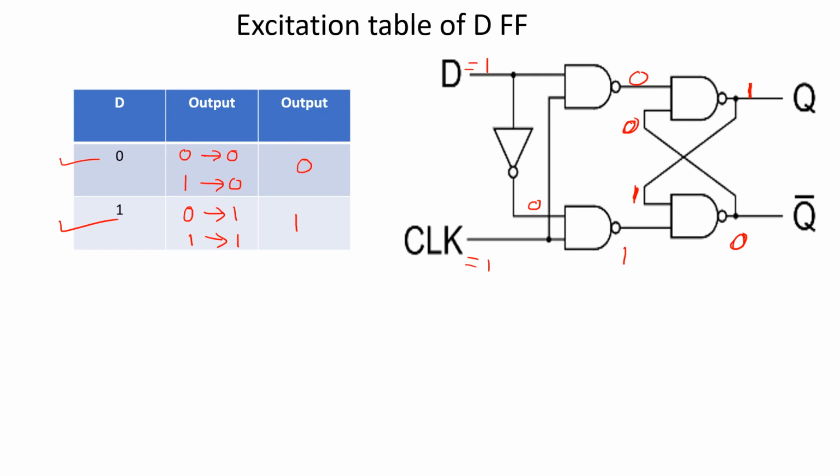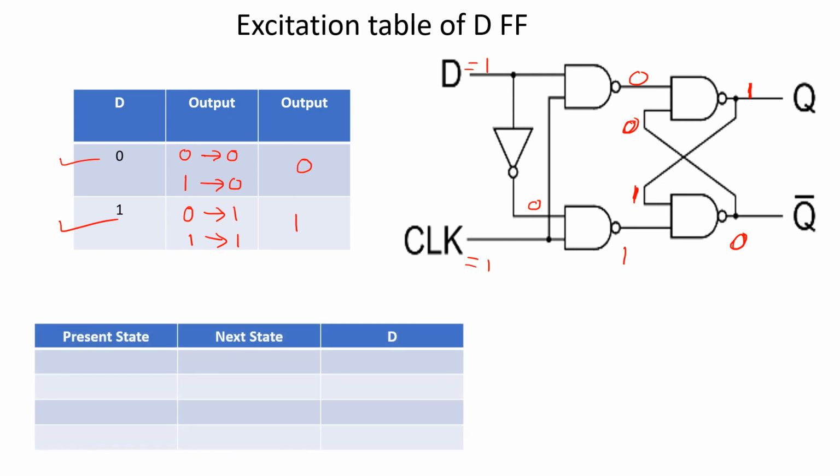Now from this truth table we can go for excitation table of the D flip-flop. Now in this case, see, this is my excitation table. Now what we are going to write, whatever we have done in the SR, same thing we are going to do for D. So present state is 0, next state is 0. Where is it happening? It is happening here. That is happening for D equal to 0. Present state is 0, next state is 1. This is happening here. That is happening for D is equal to 1.